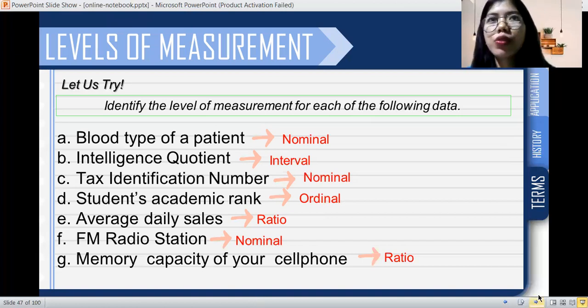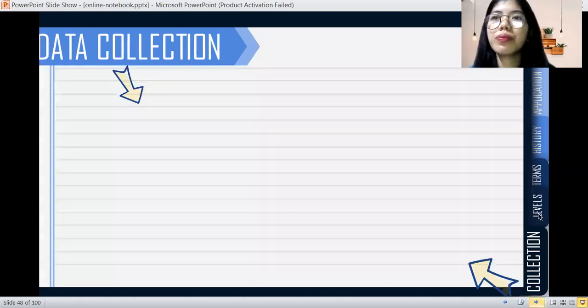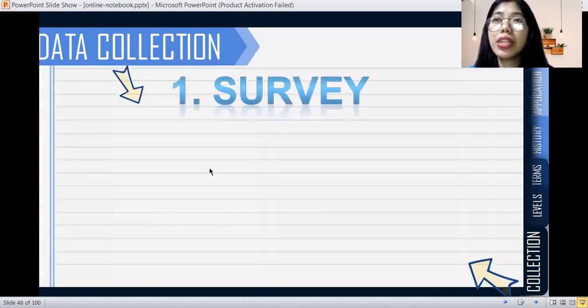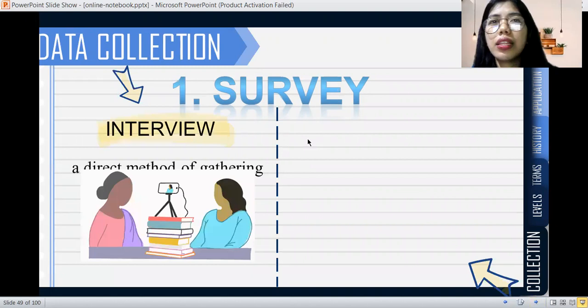Okay, so now let's move to the next one. And this is the final one, the data collection methods. First, we have the survey. So, under survey, meron din po siyang 2 types, the interview and the questionnaire. Interview muna tayo.